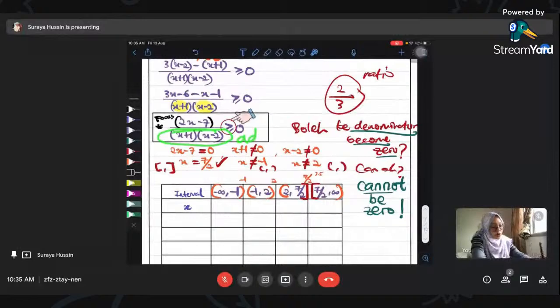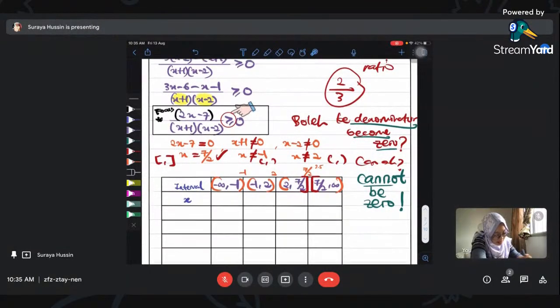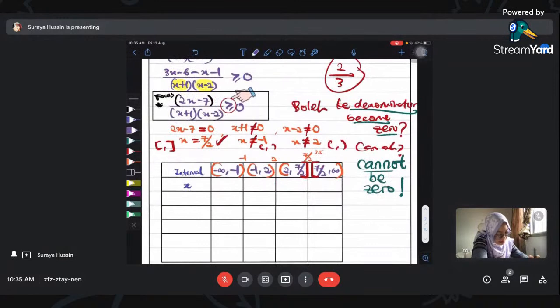Double check means you must understand denominator cannot be 0. When it cannot be 0 means cannot lah. Memang tak boleh lah equal to 0. So bawah tak boleh jadi 0. So of course dia mestilah open bracket. Boleh ke? Now you do the rest of the things macam biasa.